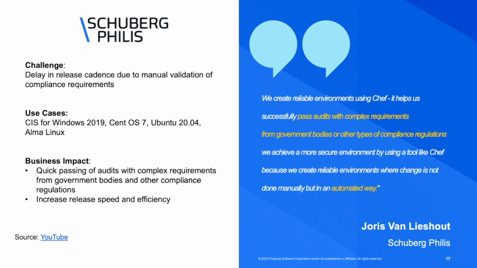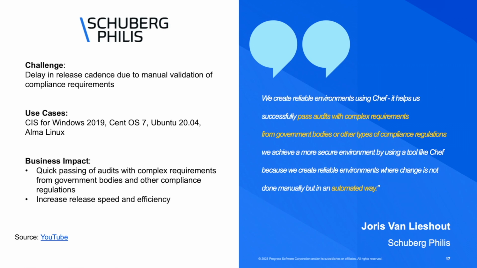They approached Chef with the problem of maintaining compliance manually, and this process was impacting their release cadence, meaning they had a prolonged release cycle. The primary use case here is related to premium content, and they were requesting content in terms of CIS Windows 2019, CIS CentOS 7, CIS Ubuntu 20, and AlmaLinux related content. We shared all this content with Shubhak last year.